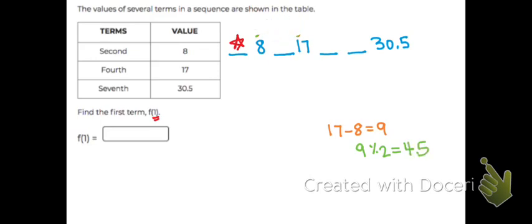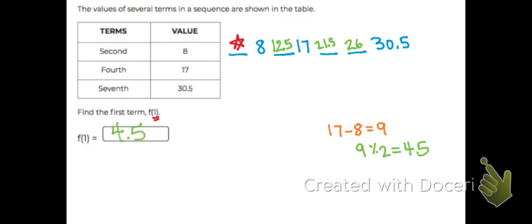So let's test that out. If we add 4.5 to 8, what do we get? And if we add 4.5 to 12.5, do we get 17? Yes. If we add 4.5 to 17, we get 21.5. And if we add 4.5 again, we get 26. And if we add 4.5 again, do we get 30.5? Yes. So what's happening each time is we're adding 4.5.